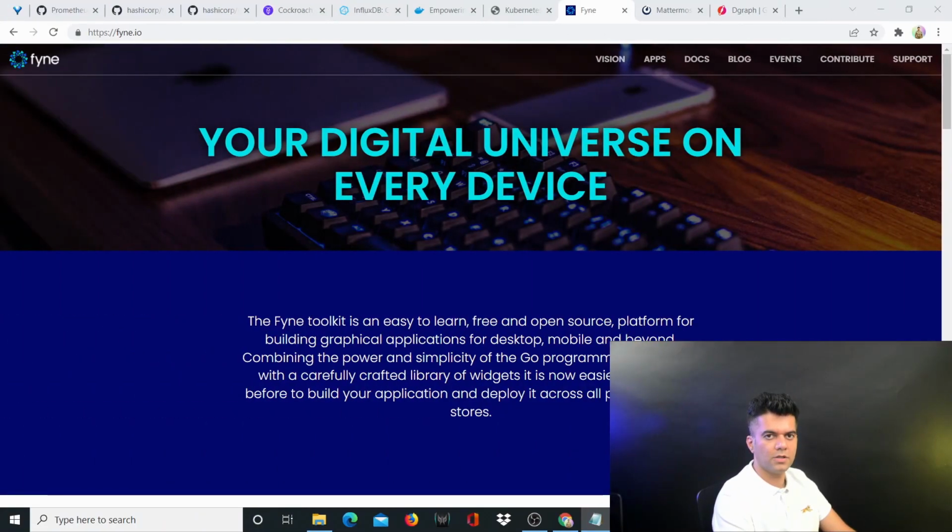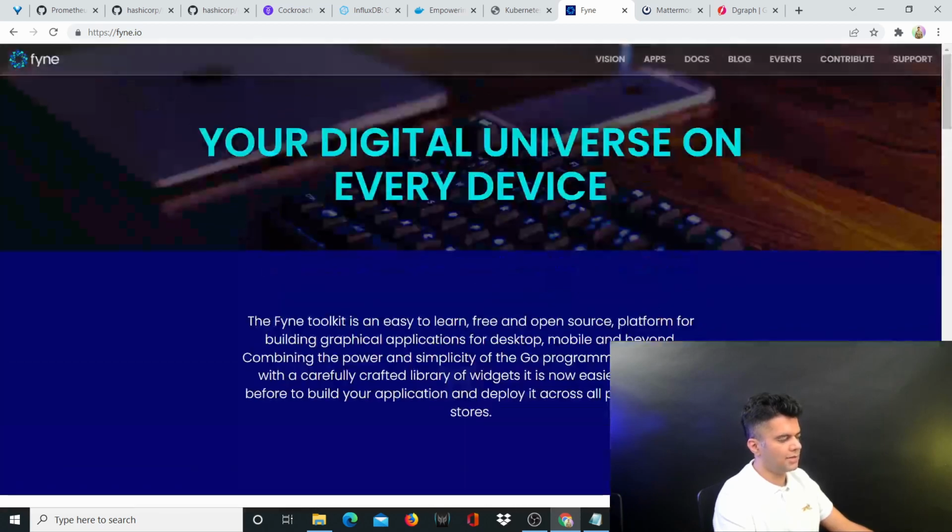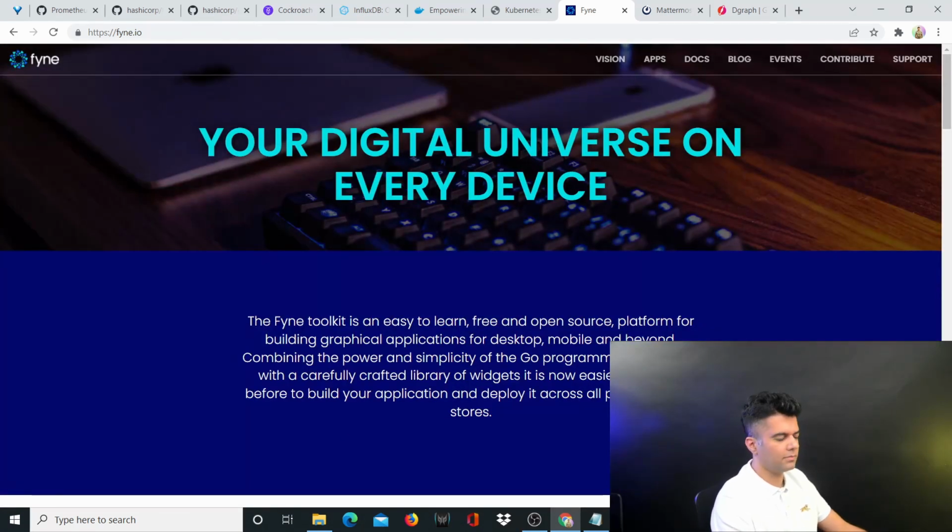So our eighth open source project is Fine, F-Y-N-E. It's a cross-platform and multi-platform framework. So you can build desktop and mobile apps by using the same code base. You can draw a parallel with Flutter. So it's almost like Flutter, because you can build desktop and mobile apps using the same code base. But it's obviously not as popular as Flutter or React Native. I've never used it, but I've heard many people are using it and I would like to try it. So if you'd like to, go ahead and try it out. So like I said, it's for cross-platform and multi-platform apps that you can build using Fine.